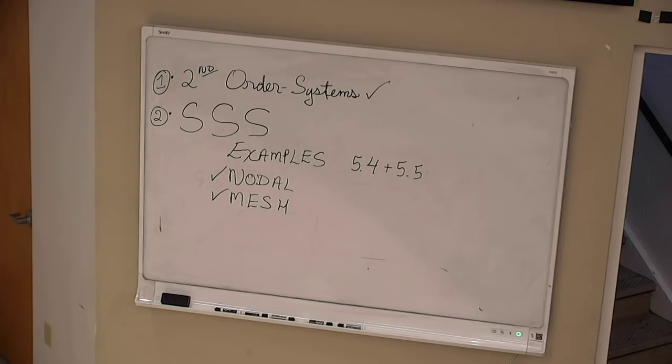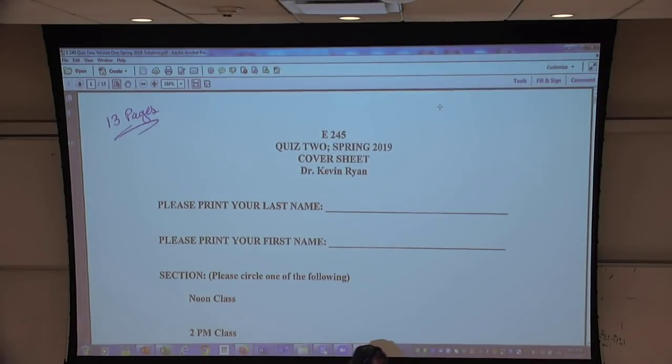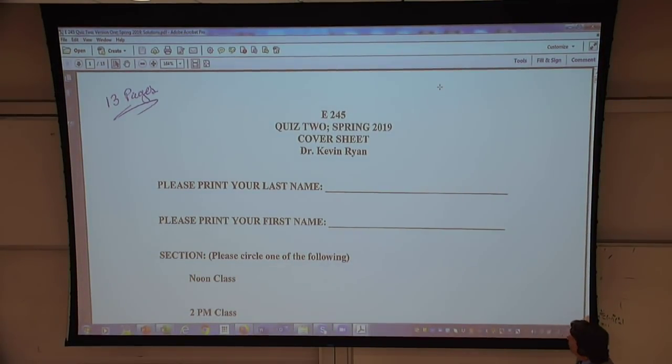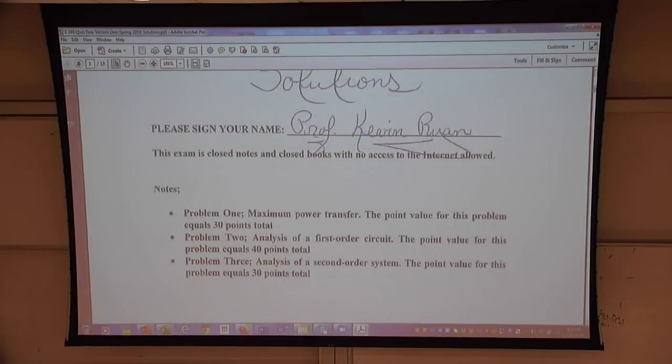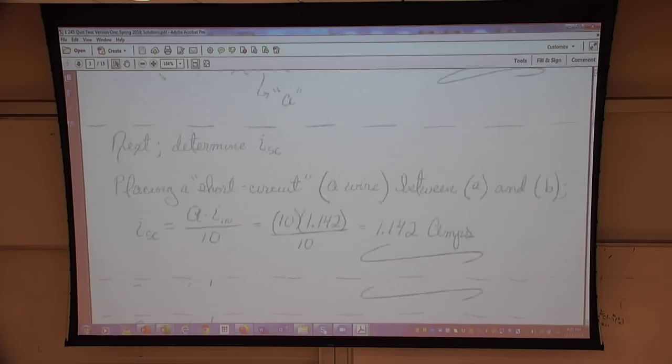All right. So the first exam I'd like to look at is quiz 2. Quiz 2 from the spring of this year. All right. So quiz 2, spring 2019. And if I slide down, it says maximum power transfer analysis of a first order circuit, done and dusted. We've had that on previous exams. It's problem 3 that I want. Okay? So problem 3, analysis of a second order system.